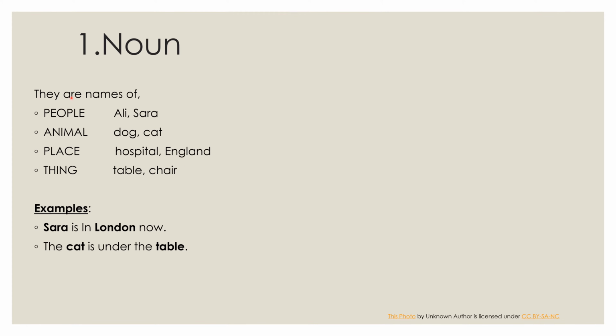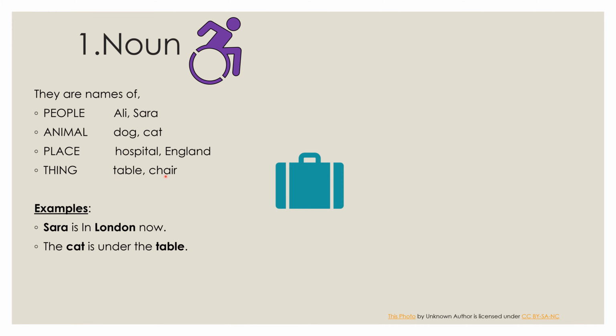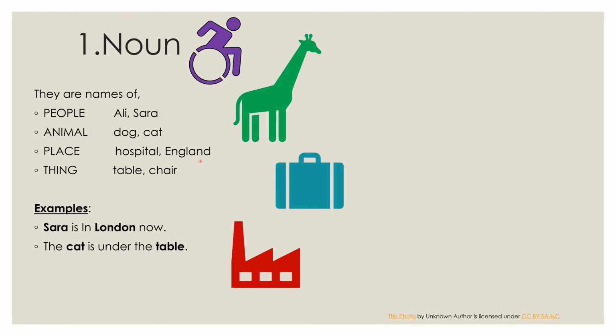Nouns are actually the naming words. They can be the name of some person like Ali and Sarah. They can be the name of something like table, chair or bag. They can be the name of some place like hospital, England, or they can be the name of some animal. So we call them nouns.